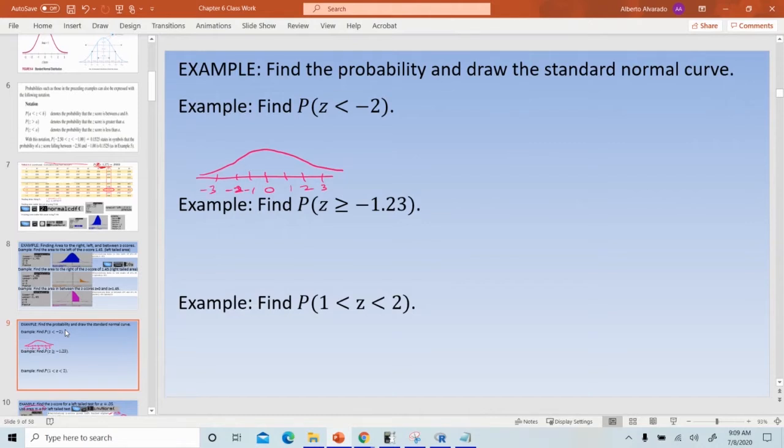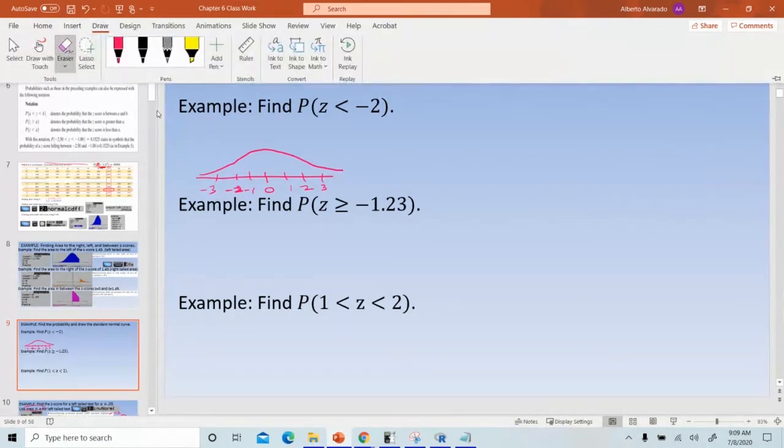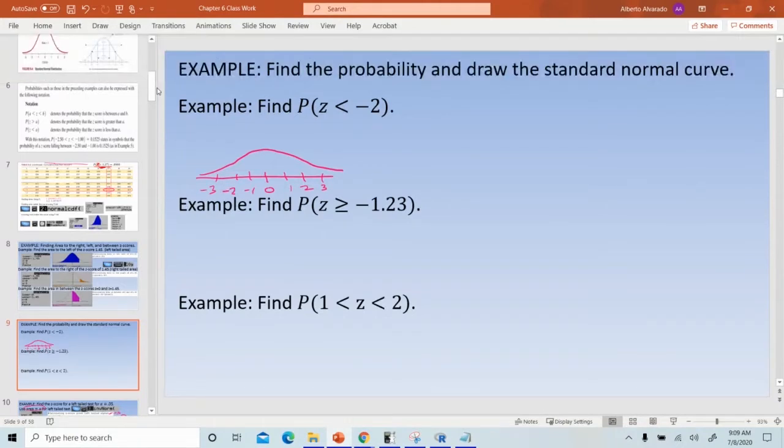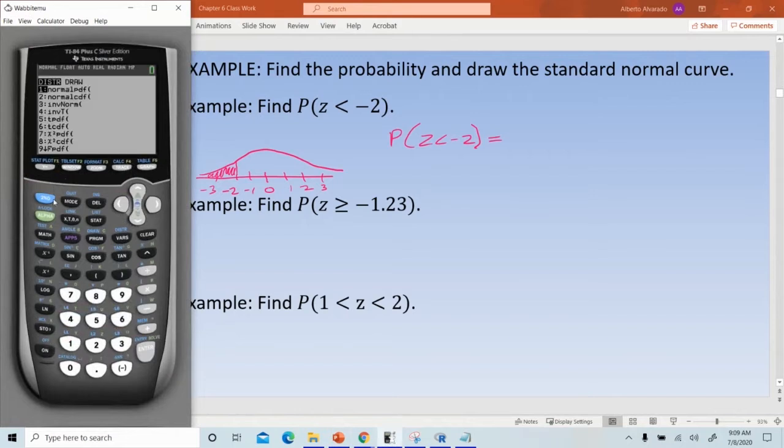Okay, so in this case, the area to the left of this, if I draw a picture, is going to be from -2 below. I'm interested in that probability. In order to find that probability, I can simply do normal CDF. So second vars, normal CDF, negative infinity to the upper bound, which is -2.